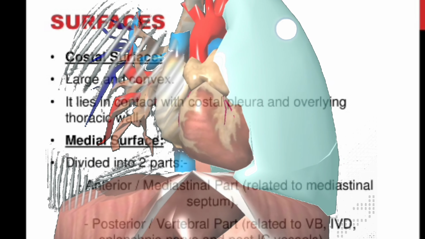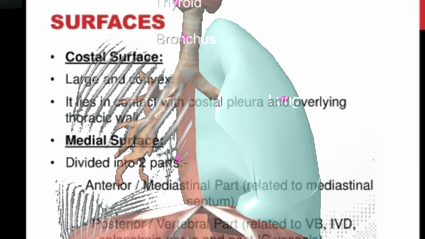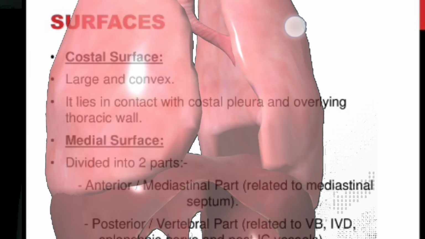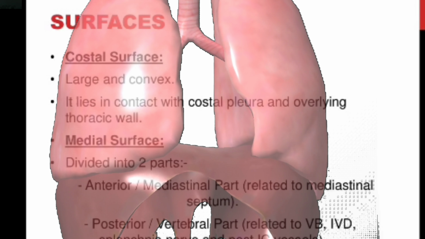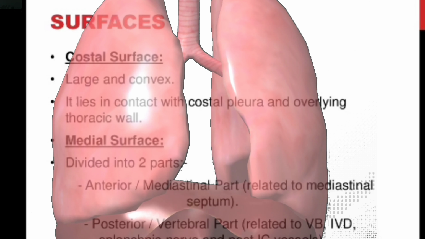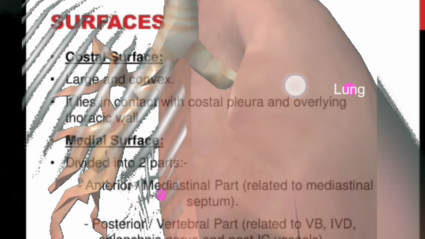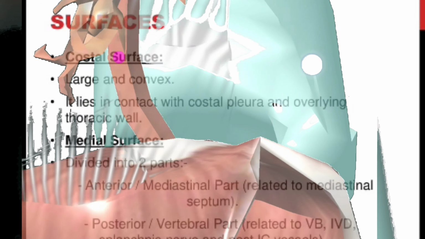Now we will see the surfaces. First of all, let us see the costal surface. It is large and convex. It lies in contact with costal pleura and the overlying thoracic wall. Then the medial surface is divided into 2 parts, the anterior part and the posterior part.